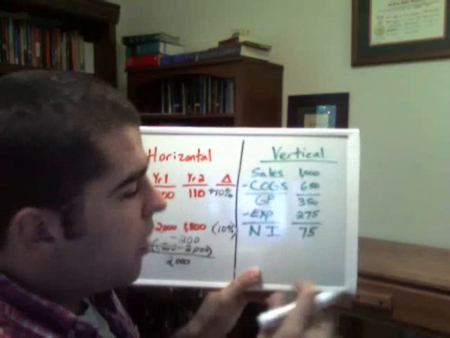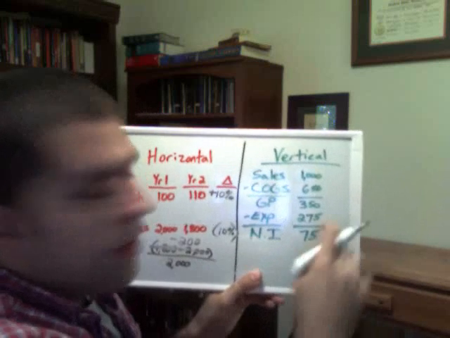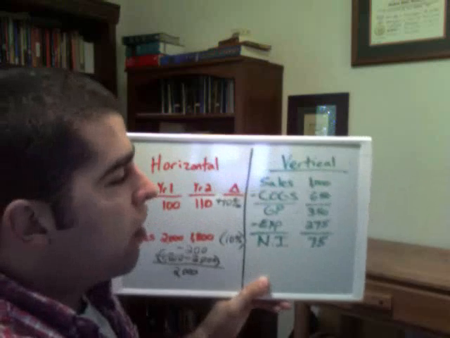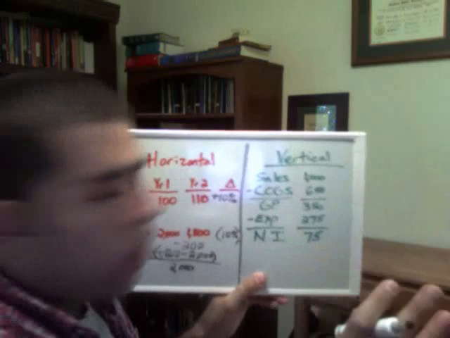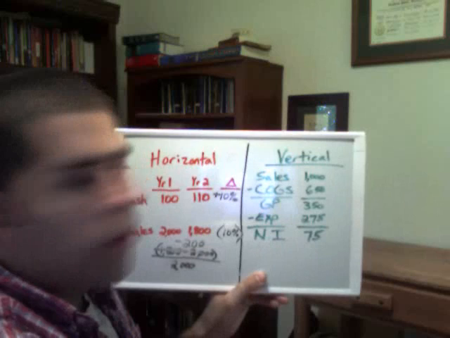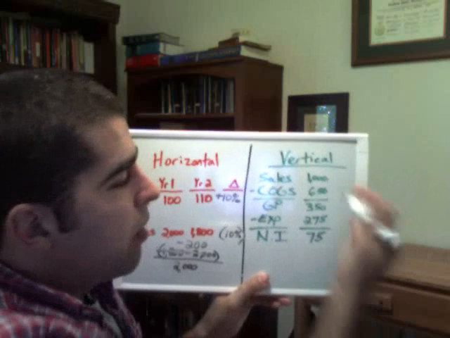And what you're doing in vertical analysis is comparing different line items to one other line item that is kind of like the total for the financial statement. So under the income statement, we're going to compare to sales.